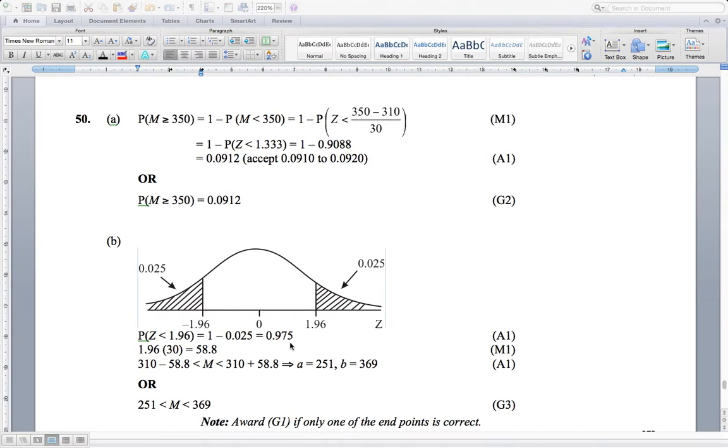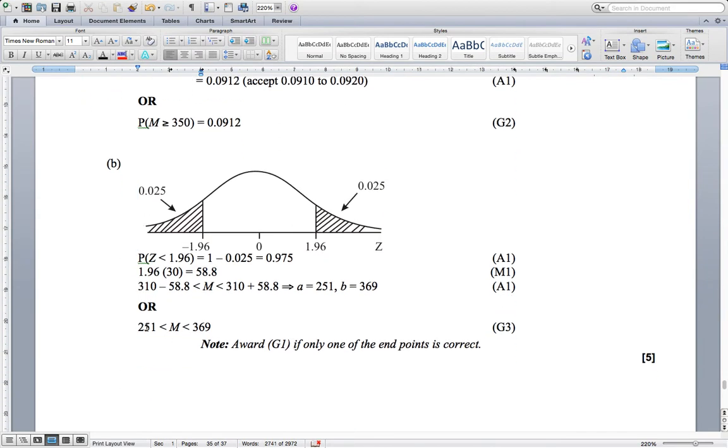So here you get 251.251. A is 251 and B is 369. Let's check. Yeah, 251 and 369. Okay.